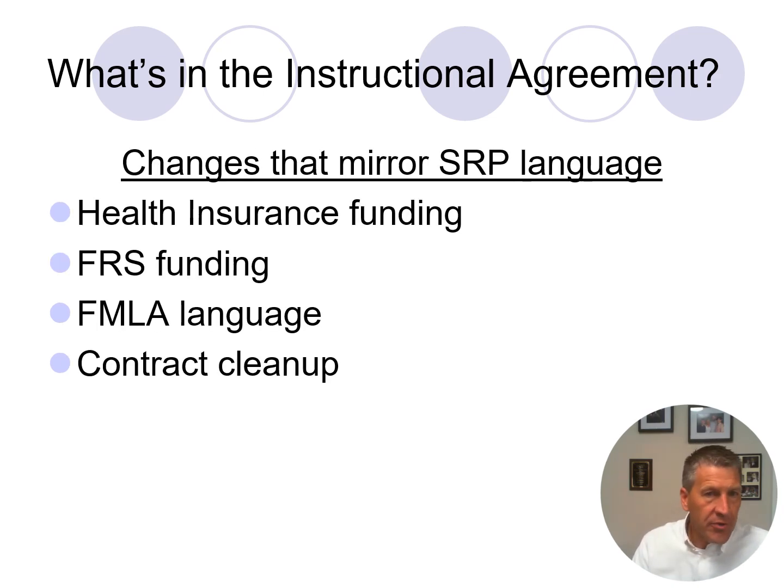Earlier, we talked about the health insurance, the FRS funding, the FMLA language change, as well as some of the general contract cleanup and updating. Each of those changes that we talked about for the SRP tentative agreement also exist in the instructional agreement.